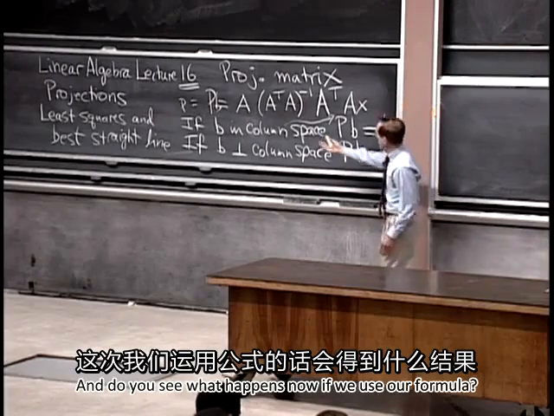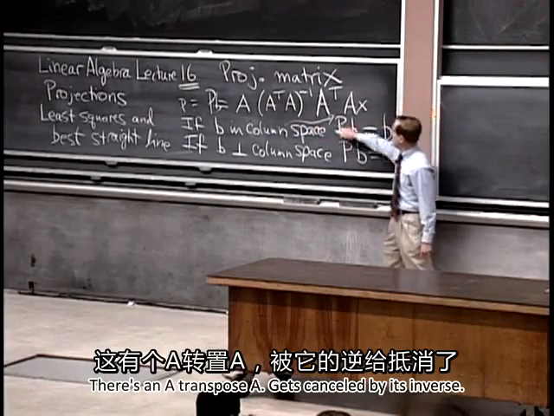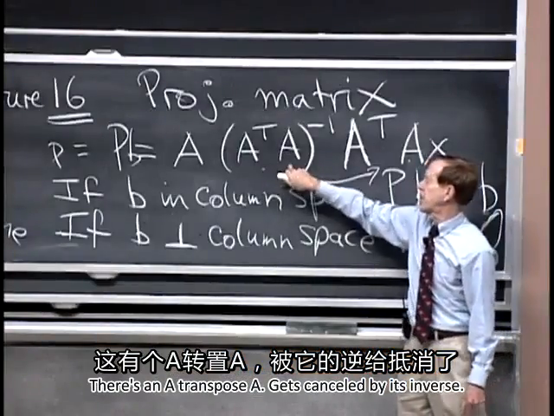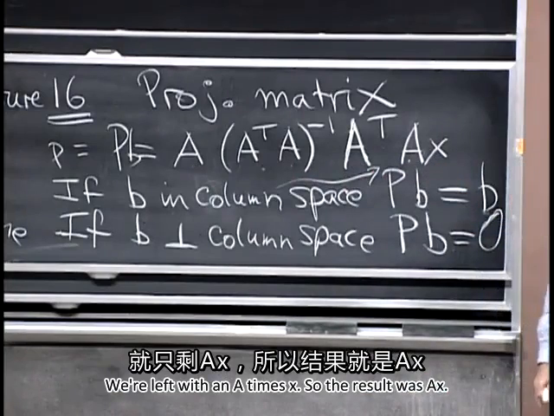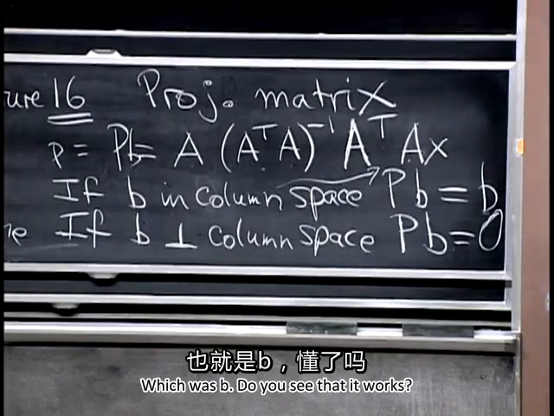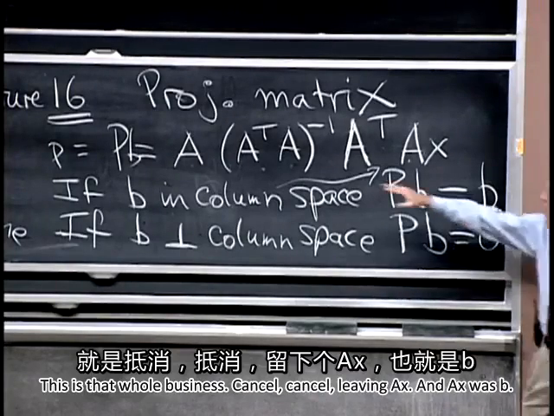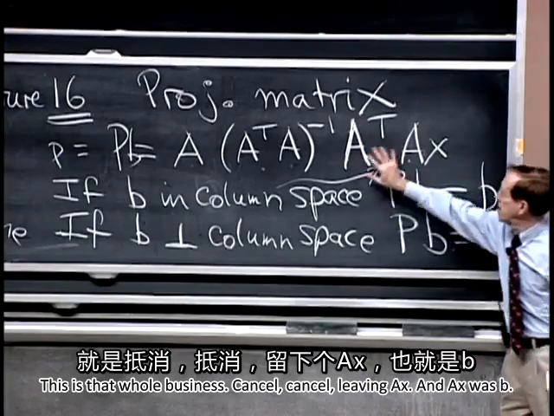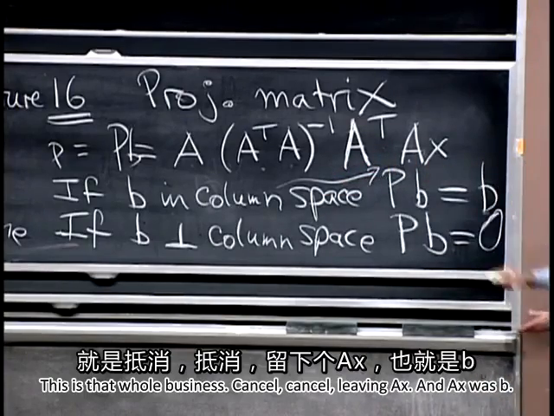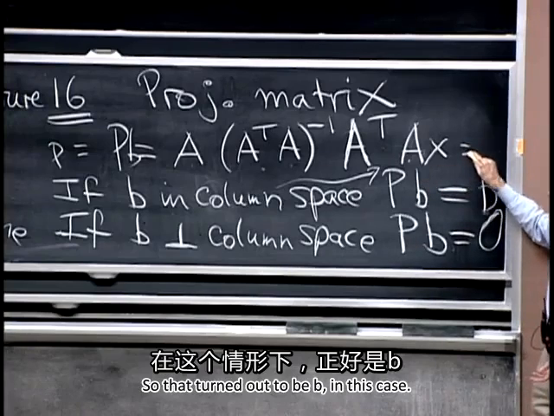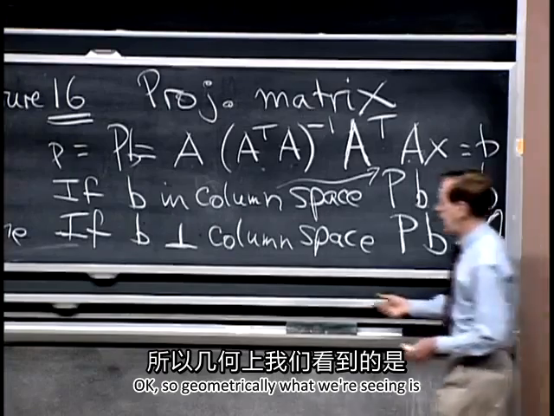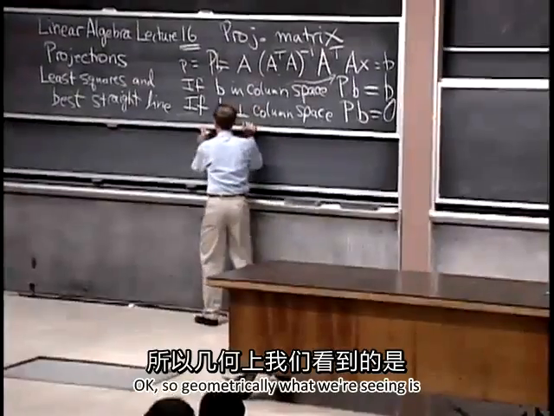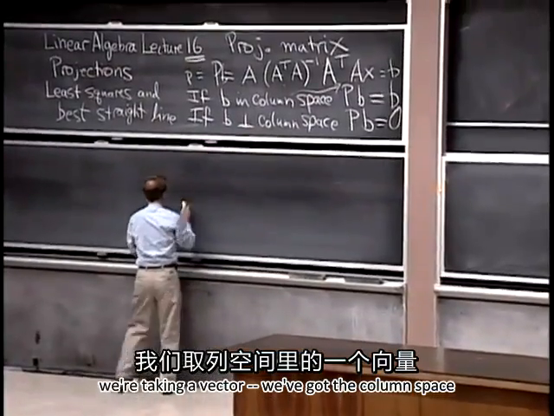Okay, and do you see what happens now if we use our formula? There's an A transpose A, gets canceled by its inverse. We're left with an A times x. So the result was Ax, which was b. Do you see that it works? This is that whole business. Cancel, cancel, leaving Ax, and Ax was b. So that turned out to be b in this case. Okay, so geometrically, what we're seeing is we're taking a vector.